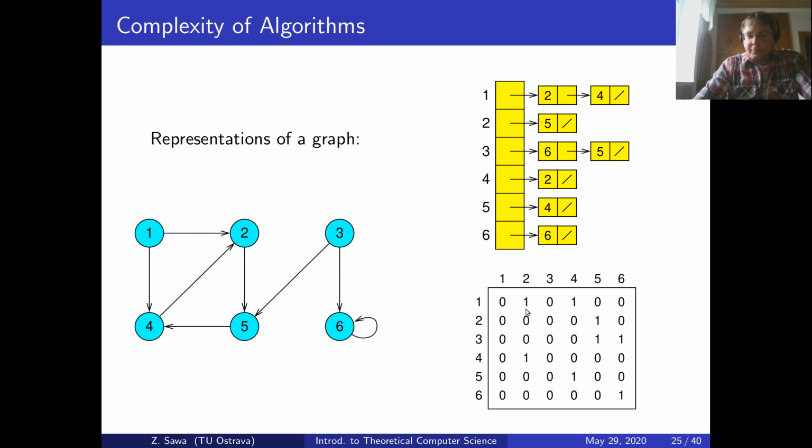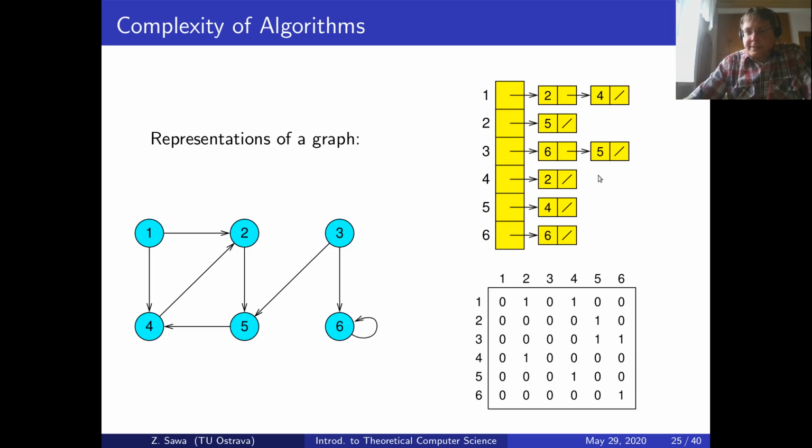And 1 would mean that there is an edge from the node for the given row to the node for the given column. So this 1 means that there is an edge from node 1 to node 2. There is no edge from node 1 to node 3. There is an edge from node 1 to node 4, and so on. It depends on the details of the algorithm which of such representations would be better for the given purpose.